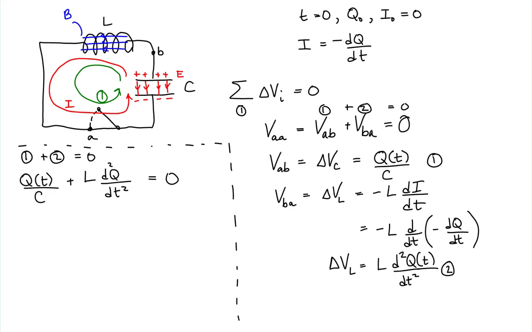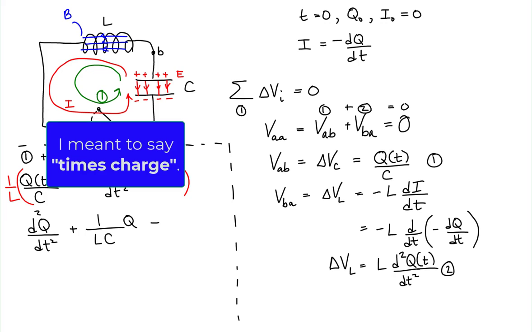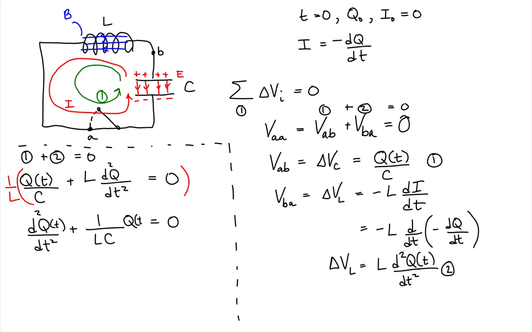Let's divide both sides of this equation by the inductance, and let's reorder the terms. When we do that, we get the second derivative of charge with respect to time plus 1 over the product of the inductance and the capacitance times the charge is equal to 0. And let's not forget that time is the independent variable of which charge is a function. So here, this equation is the equation that Kirchhoff's voltage law gives us.